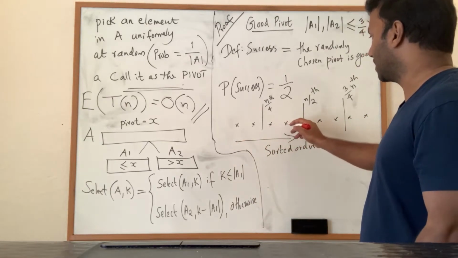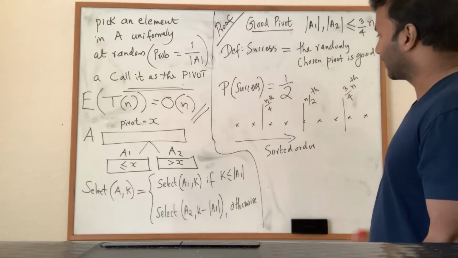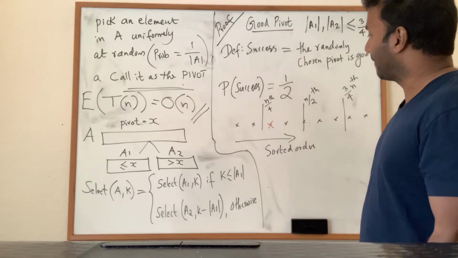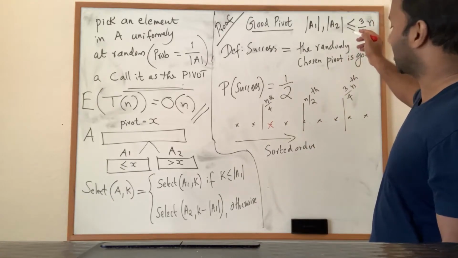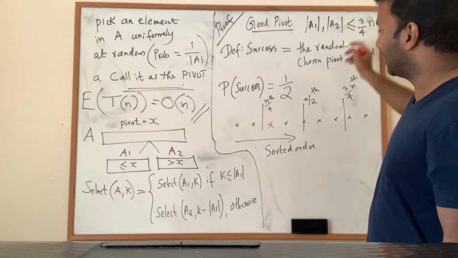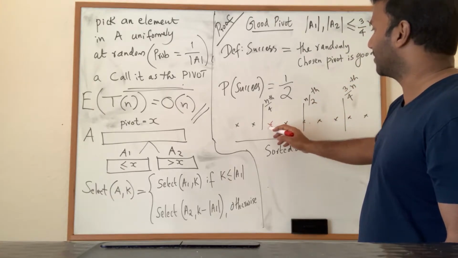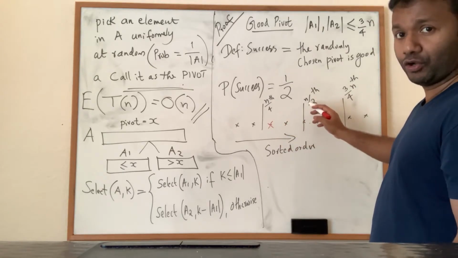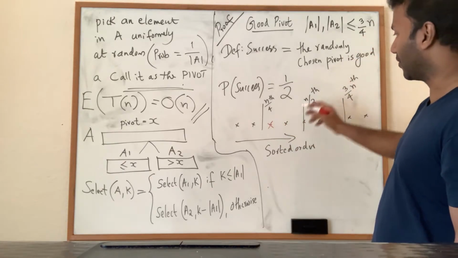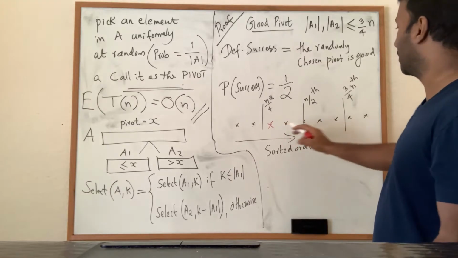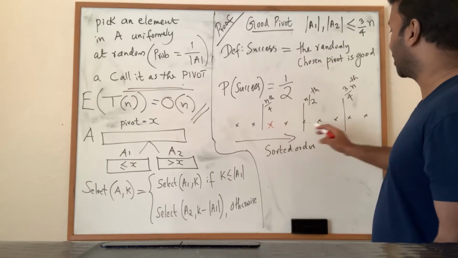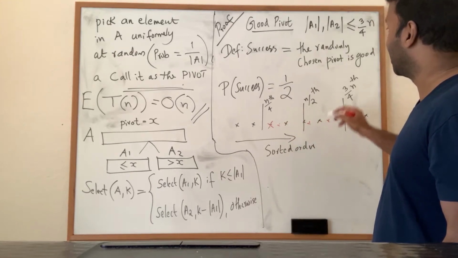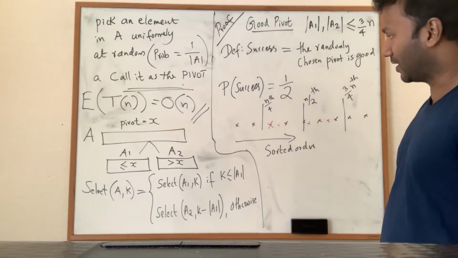So which could be either this one, this one, this one, this one, any of this. So if I am picking, let's say, this number, then it is easy to see that this condition is satisfied, right? The size of A1 is clearly less than n over 2, so clearly less than 3n over 4. The size of A2 will also be clearly less than 3n over 4. Similarly, if I am picking something from here or something from here, these conditions will be satisfied.